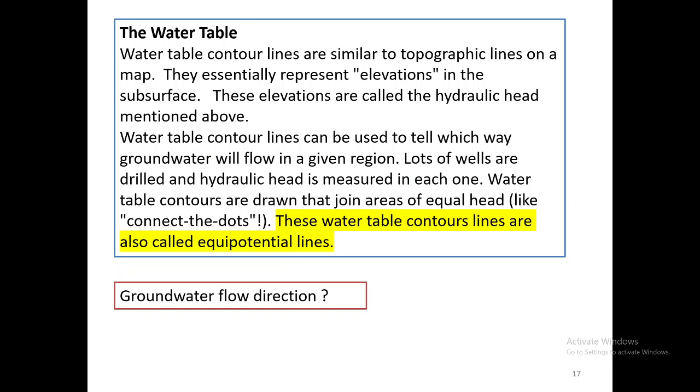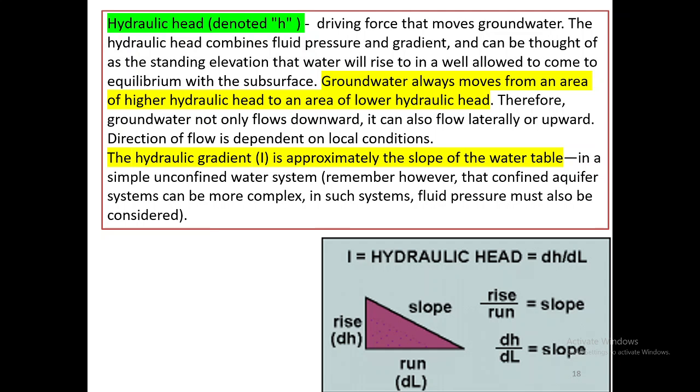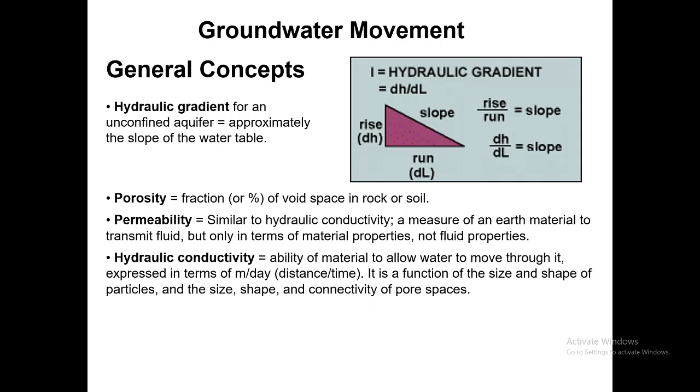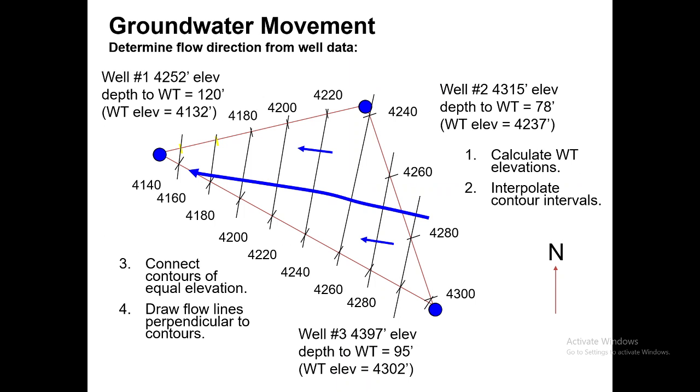Water table level, I think we are already clear. The water table contour lines are also called equipotential lines. That's what we talked in the previous slides when we talked about the cone of depression. And those contours are actually describing the equipotential lines. So this is the slope. We talked about it already. I think you can go through the slide as well.